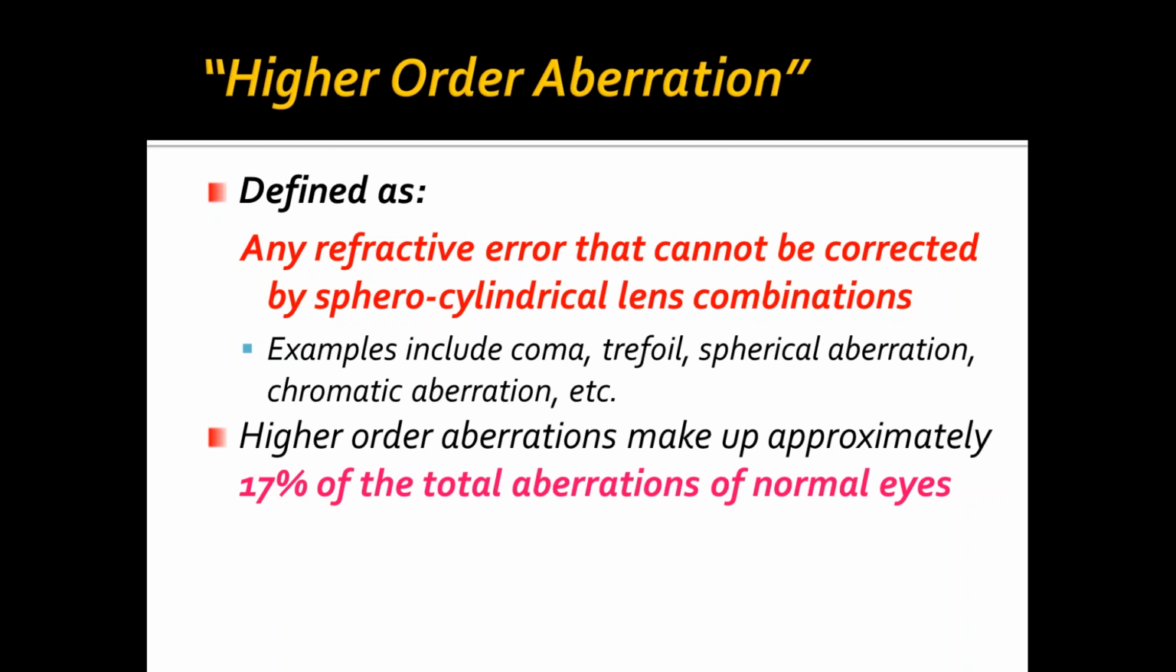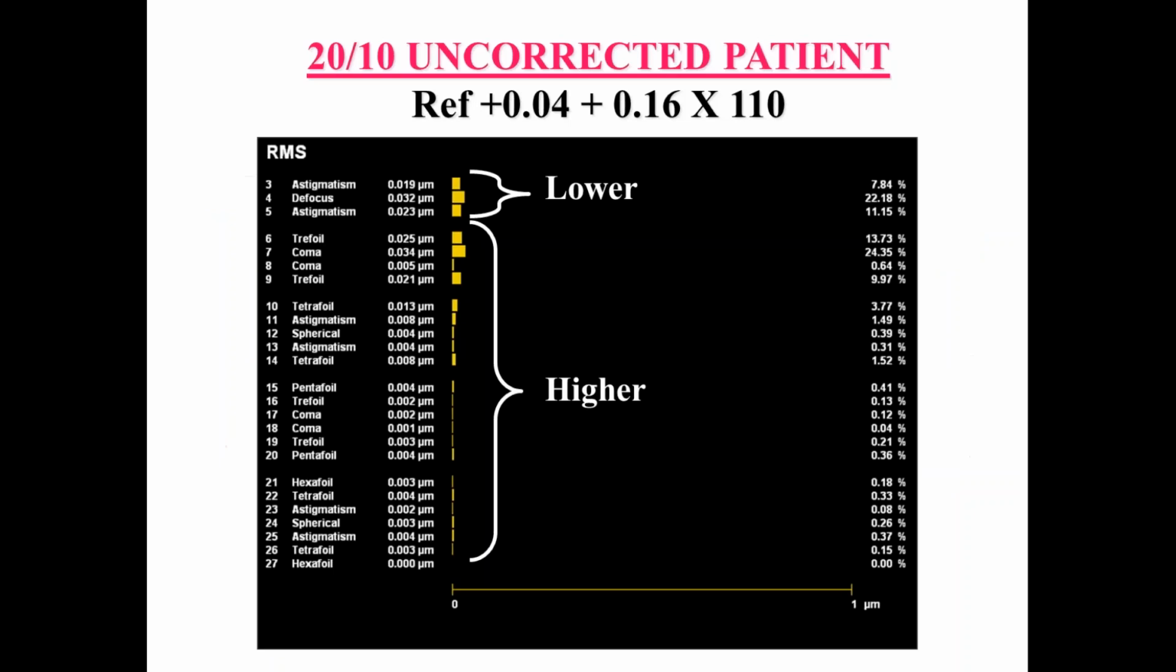And studies show that upwards of 17% of the total aberrations of the eye are from high order aberrations in normal eyes. So all of us have some degree of high order aberrations in our system. Nobody has a perfect visual system with no high order aberrations. This is about as good as it can get.